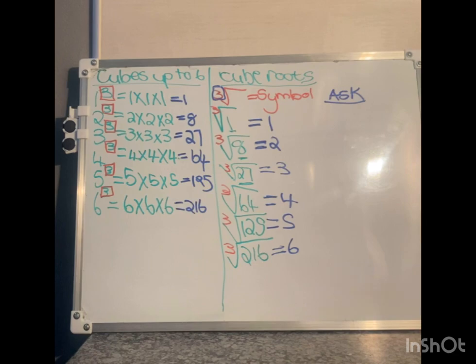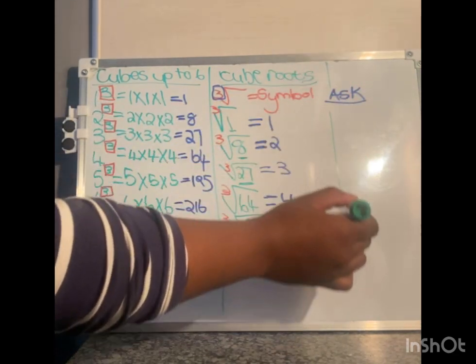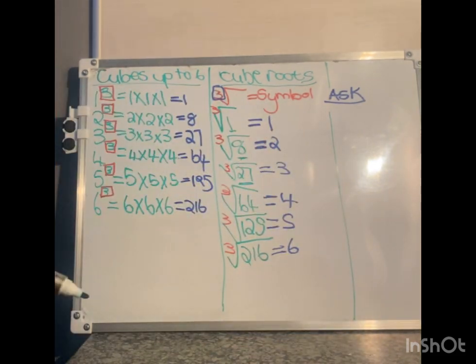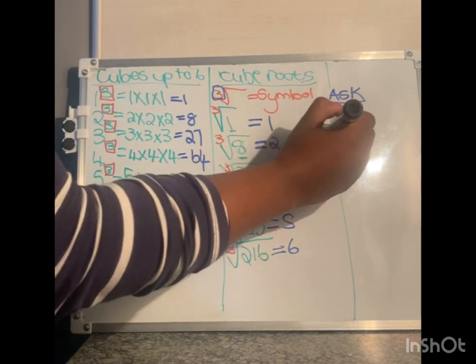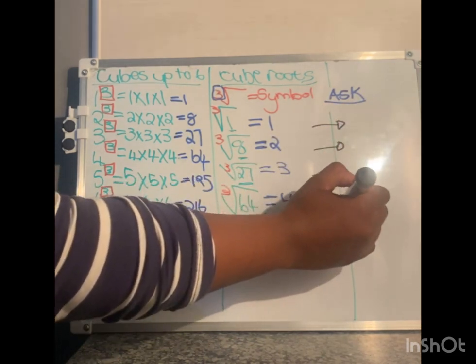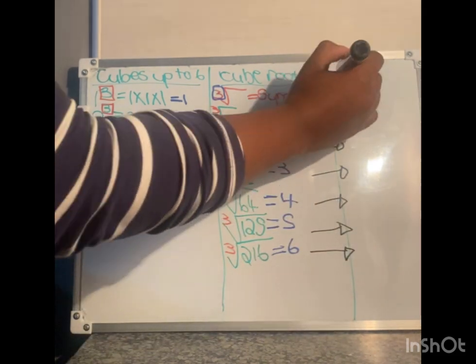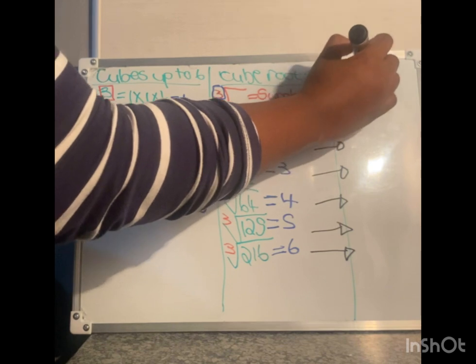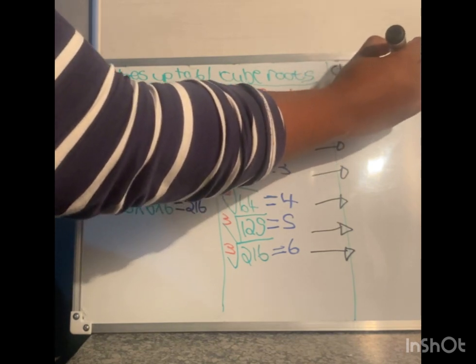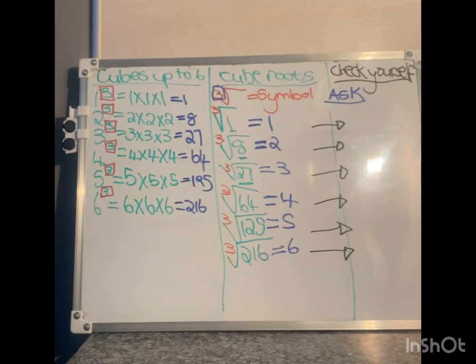So simple. And then we can quickly say, how do you check yourself that you are correct? Why is that answer 1? How do you know that you are right? How do you check yourself?